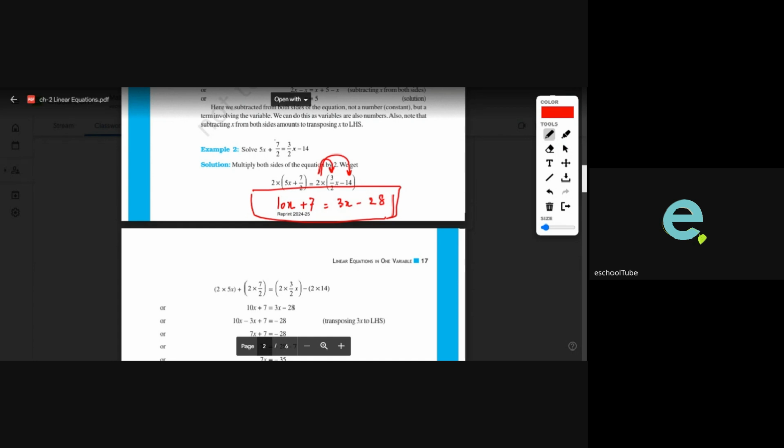So what will you transpose? 3x, bring the variable on the left side and the constant on the right side. So you can see the example.